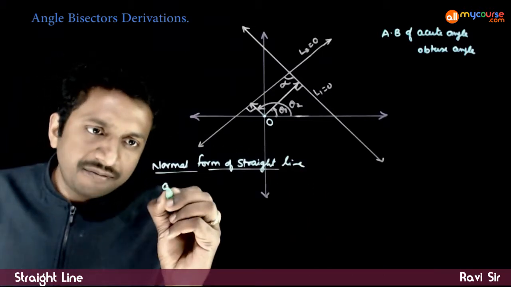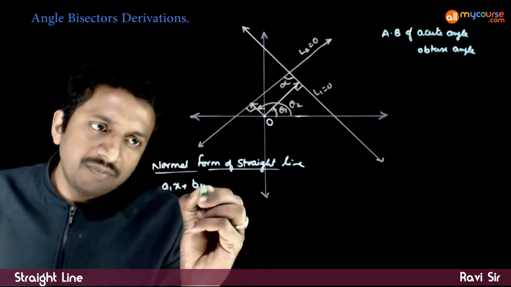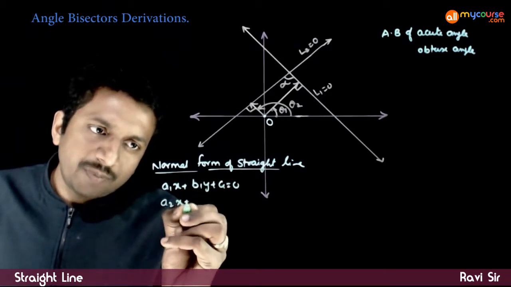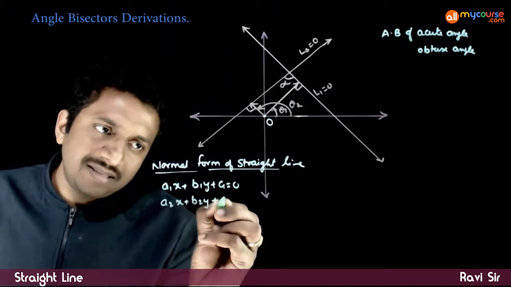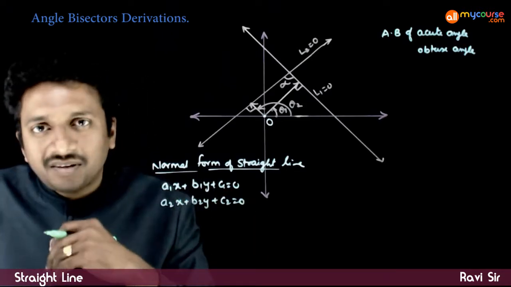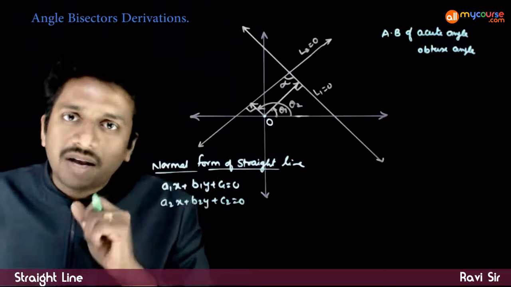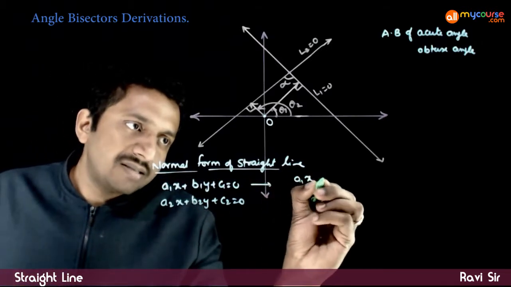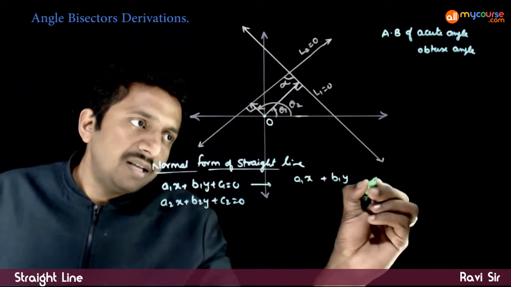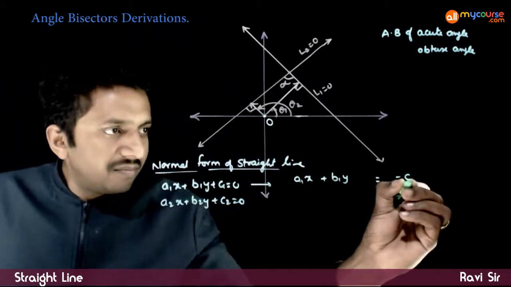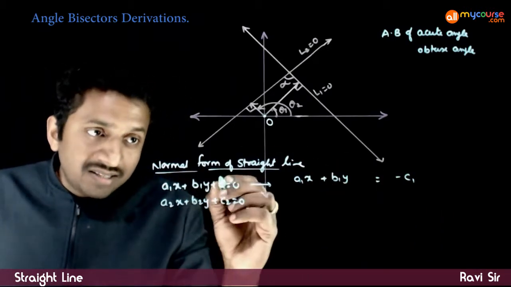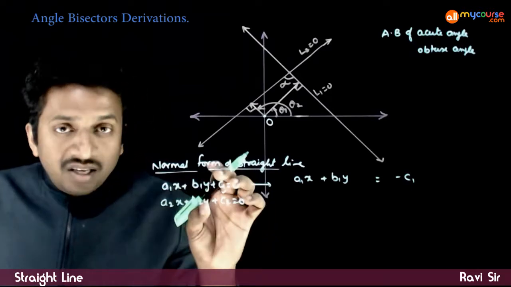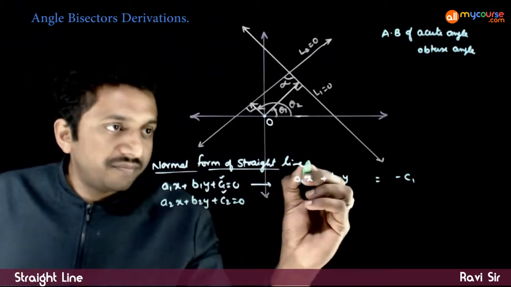So first you have lines a1x plus b1y plus c1 is equal to 0, a2x plus b2y plus c2 is equal to 0. We have already seen how to convert this into normal form. So a1x plus b1y is equal to minus c1. So we have already done c1, c2 as positive. As we have seen in the algorithm, c1, c2 is initially made positive.